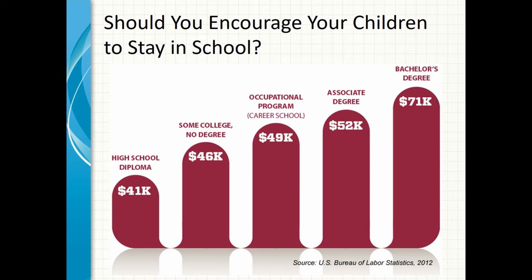And then you see, for example, if you go to a career school, maybe a training program like plumber, electrician, bricklayer, their average salary is $49,000 a year. And then people that have a bachelor's degree, so they have graduated from a 4-year university degree, have an average salary of $71,000 a year. So it shows that the better educated you are, the more money you are more likely to make.